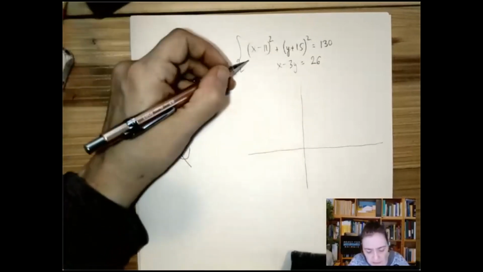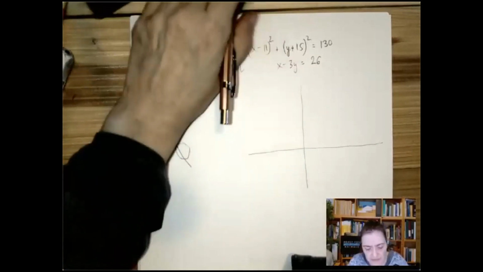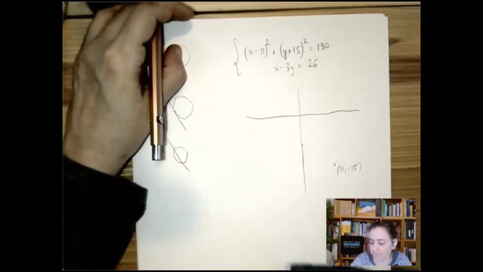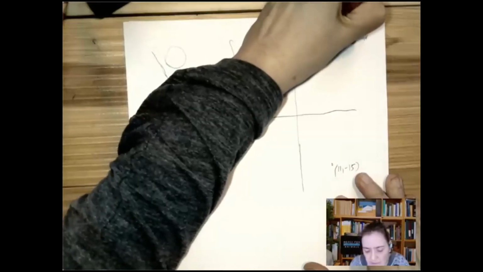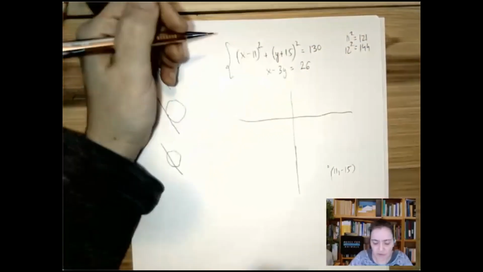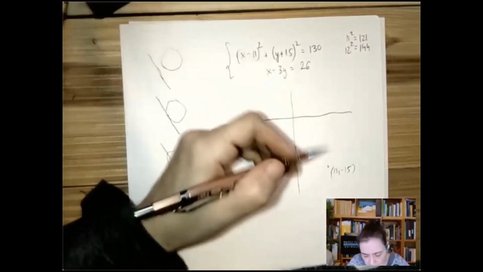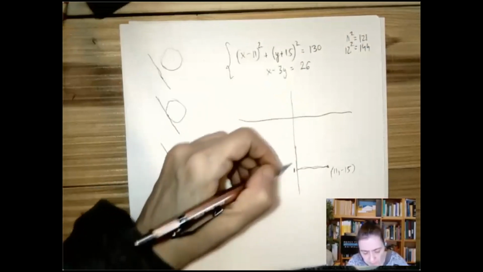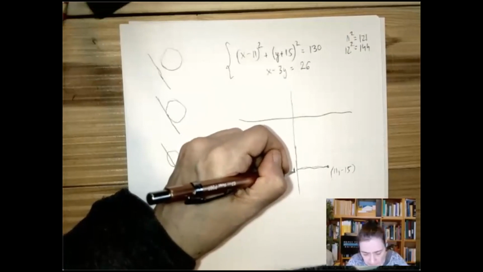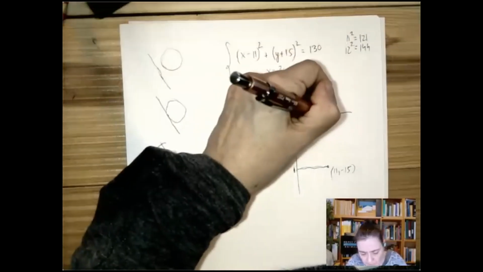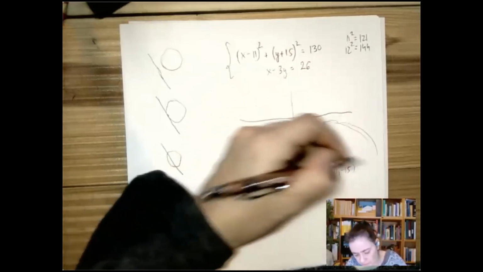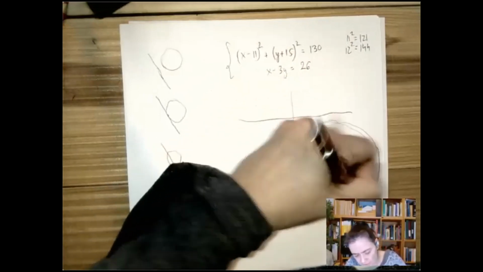The center of the circle is (11, -15). And the radius: 11 squared is 121 and 12 squared is 144, so it's somewhere between 11 and 12, which is interesting because in this case, this distance here is 11. So it's just going to go a little bit beyond the y-axis, but it's not going to touch the x-axis. 15 is too far for this circle to reach that. So it looks something like that.